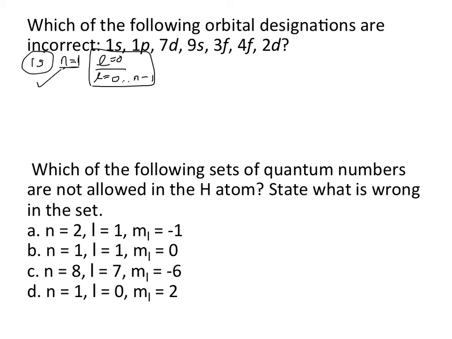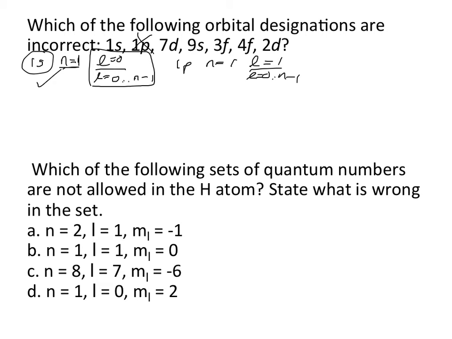So let's look at 1p. Is this a possibility? Our principal quantum number in this case is 1. L in this case also equals 1. Is L equals 1 a possibility? Remember, L is equal to 0 all the way up to n minus 1. 1 minus 1 is 0. So is L equals 1 a possibility? No, because the only possibility for the principal quantum number of 1 is L equaling 0. So s orbitals are the only thing available. This is an incorrect designation.